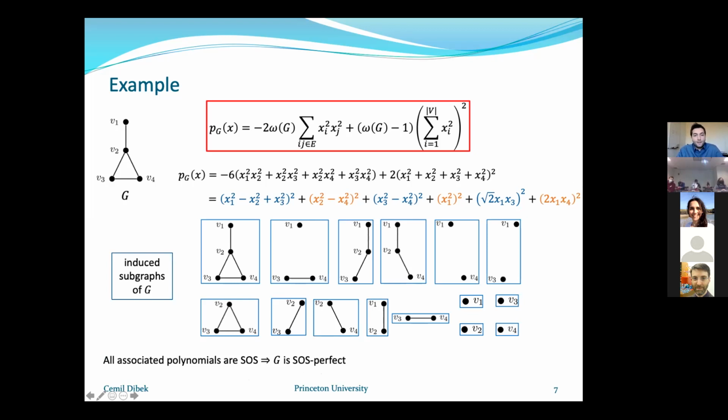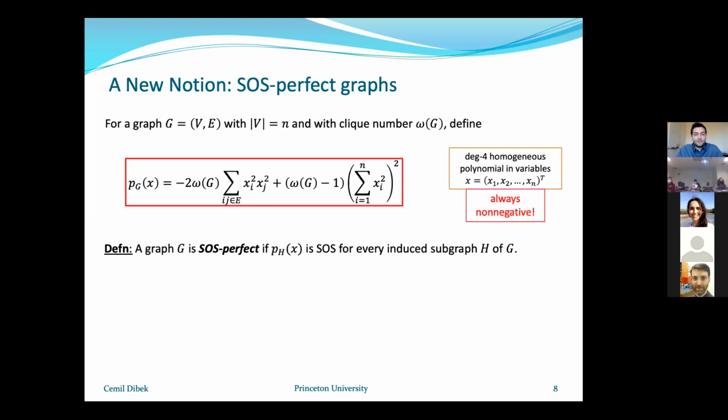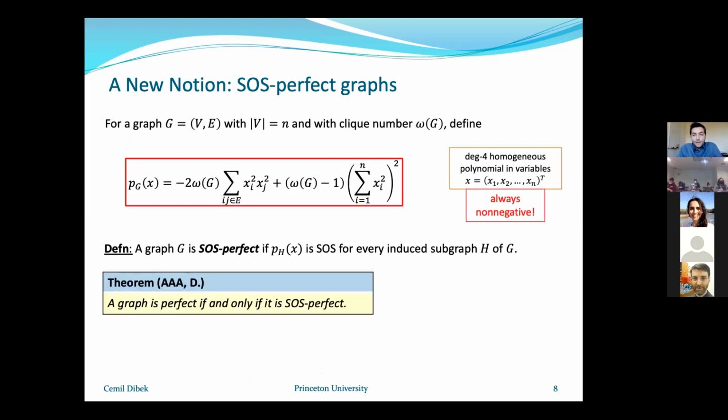Okay, good. Now that the definition of being SOS perfect graph is hopefully more clear, let me introduce the theorem that I wanted to share today. So a graph is perfect if and only if it is SOS perfect. So this gives an algebraic characterization of perfect graphs. Essentially, it says that a graph is perfect if and only if certain non-negative polynomials associated with the graph are SOS. Any questions about the definition or about some other parts before I move to the proof?